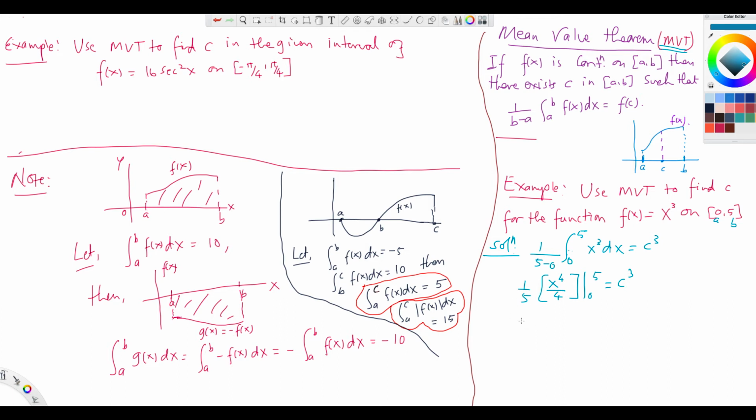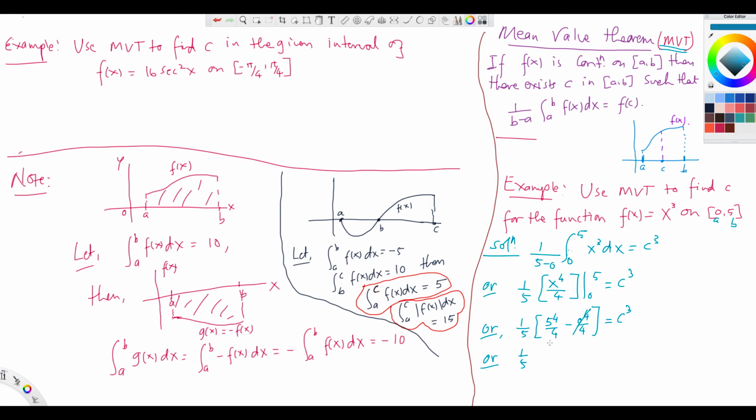So how much is that? Well, how do I do that? Just plug in the upper limit 5. So you get 5 to the 4 over 4, and then minus 0 to the 4 over 4, equals c cubed. What I did is I plug in the upper limit on the x, and then I did minus, and then I plug in the lower limit. Okay, so 1 over 5. The second term is basically 0, right?